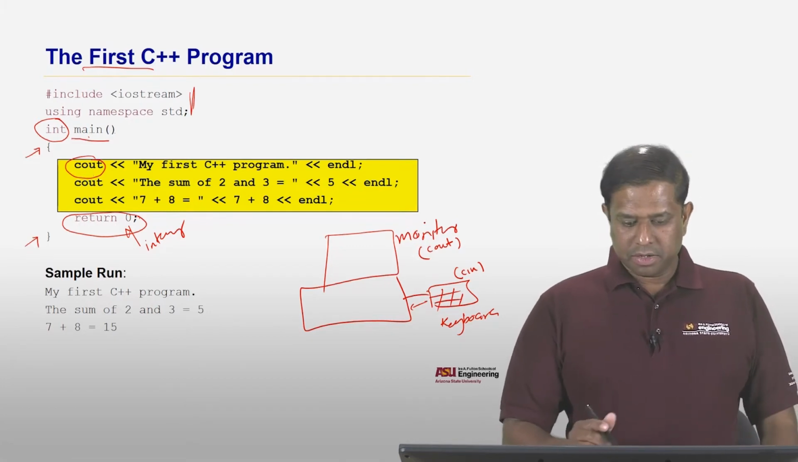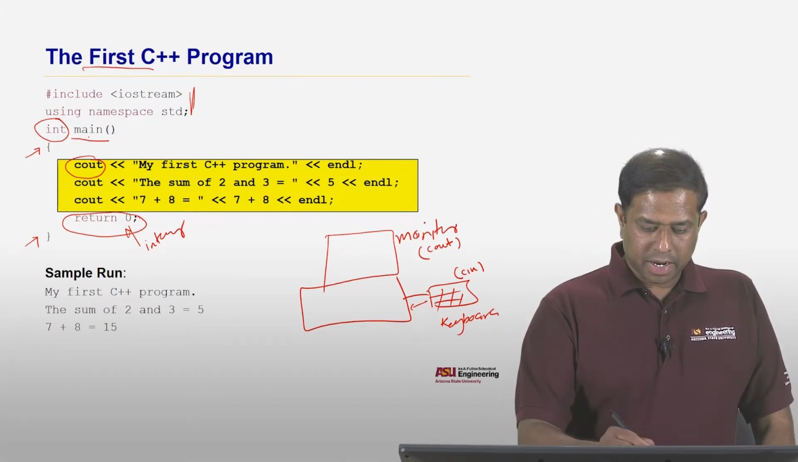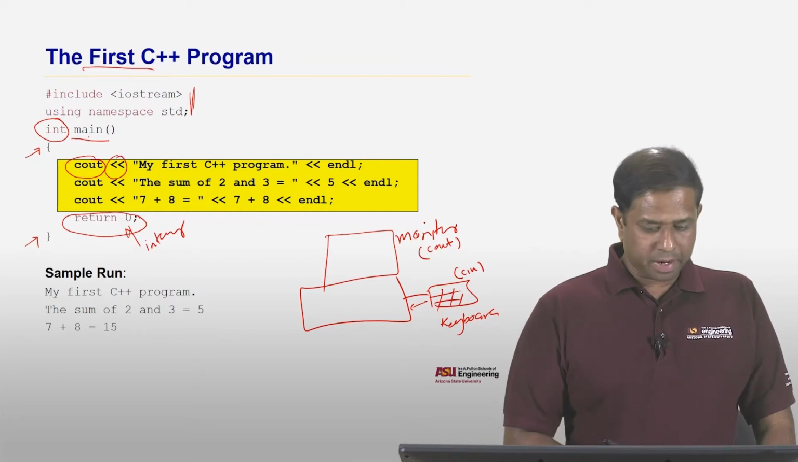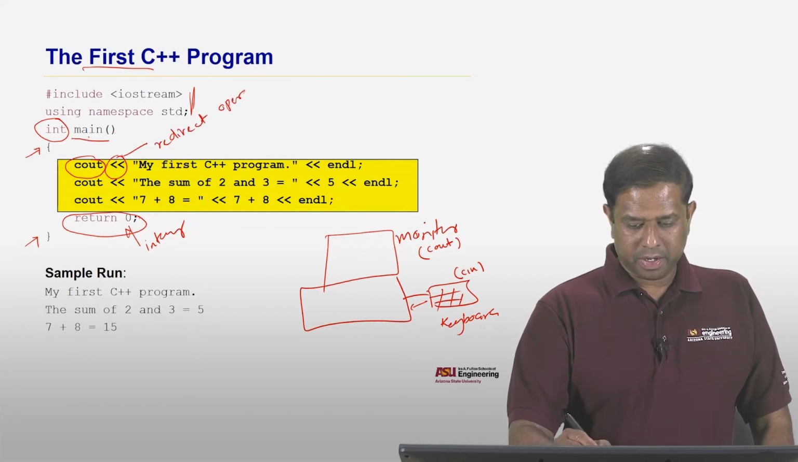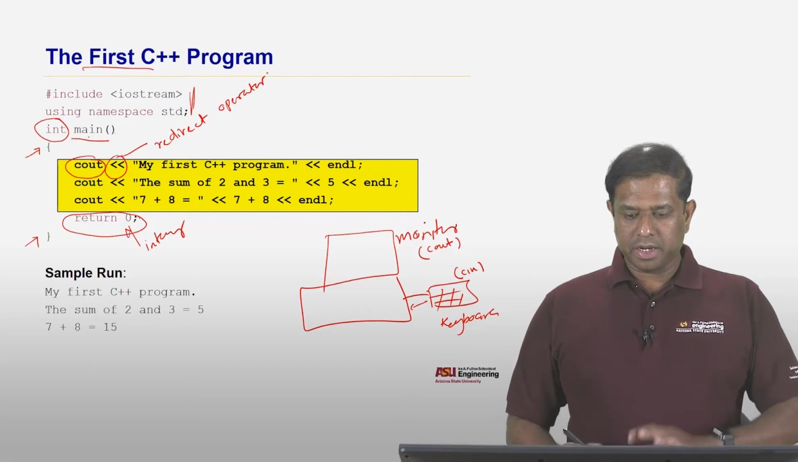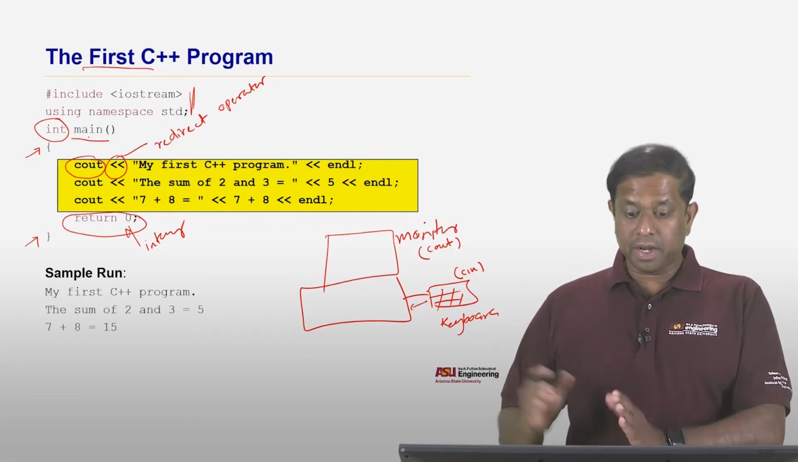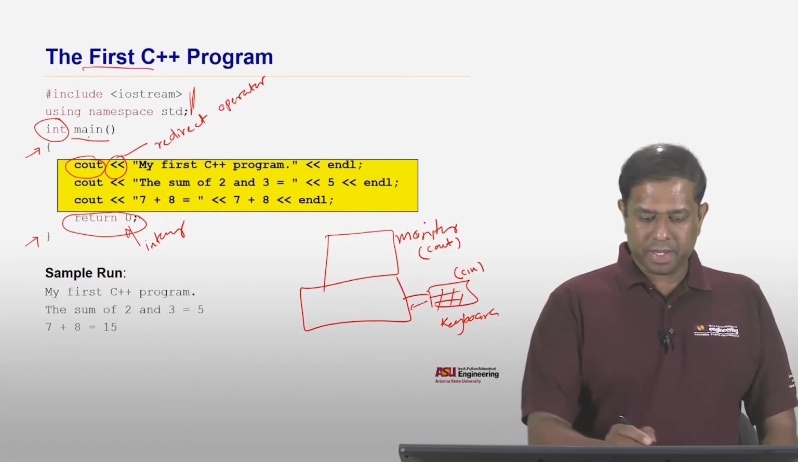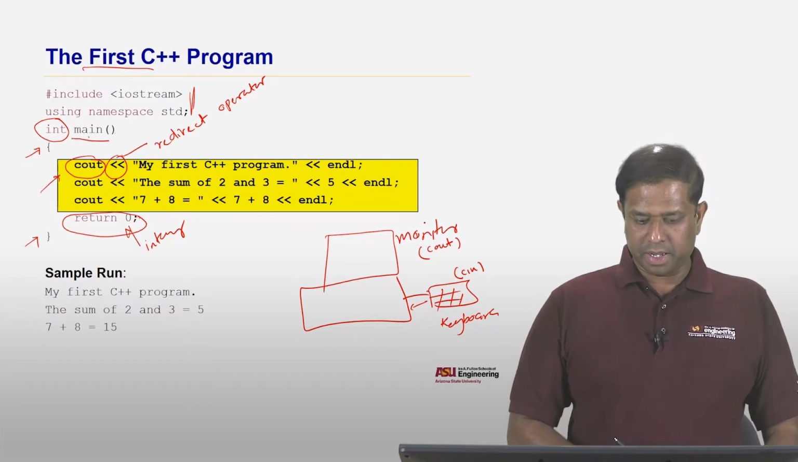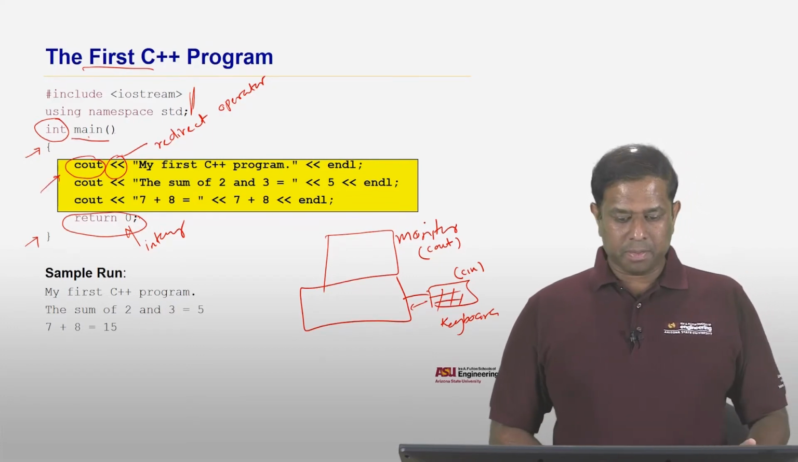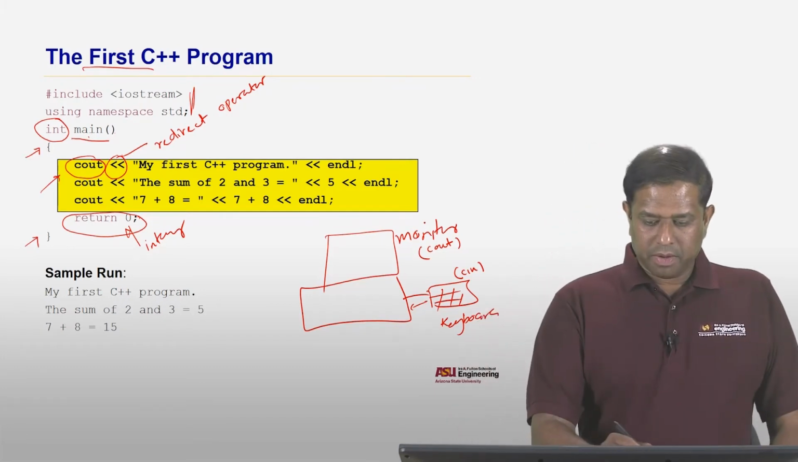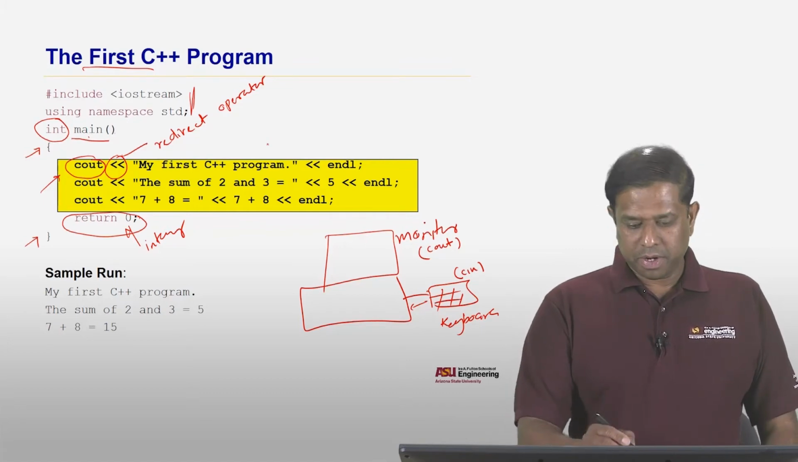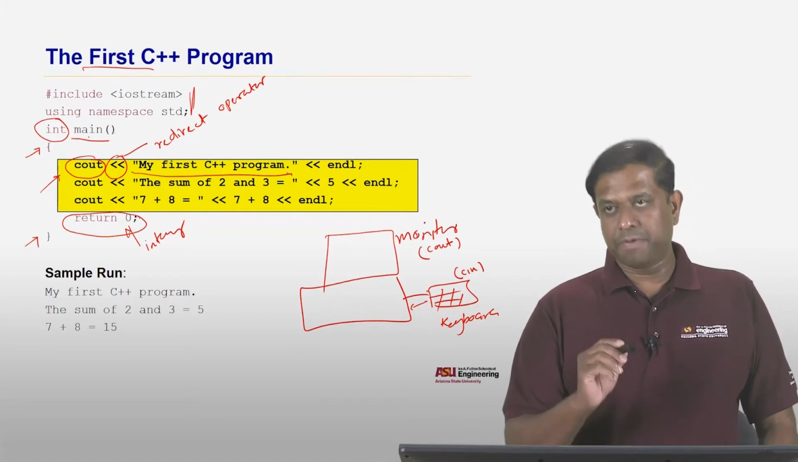So what do we send? We send things on the right hand side of this particular operator. This operator is called the redirect operator. This redirect operator is saying to direct whatever we have on the right hand side of the operator into the output source mentioned here. In this program, the output source happens to be the monitor. Now what do we have as data to send to the monitor? We have this data item first.